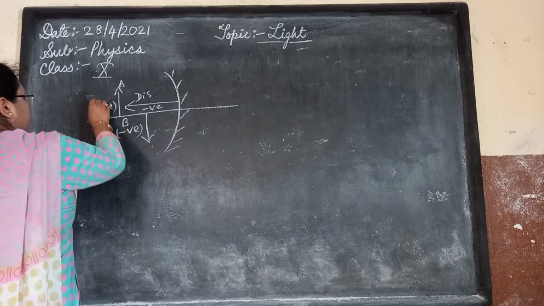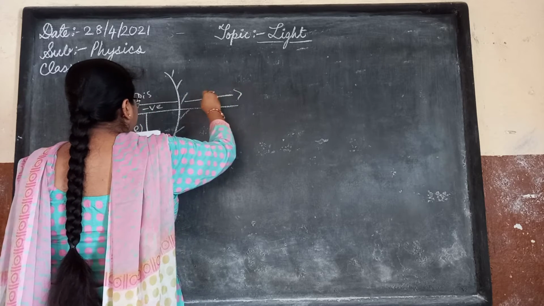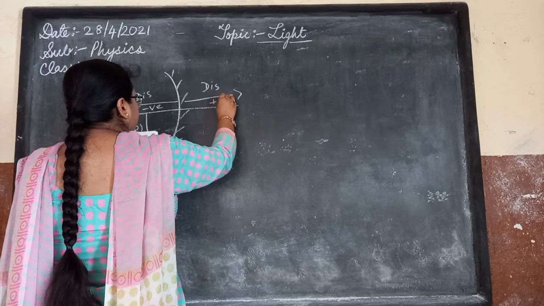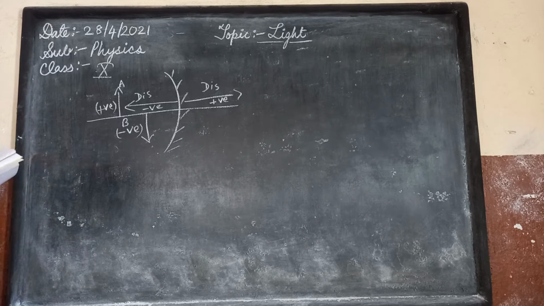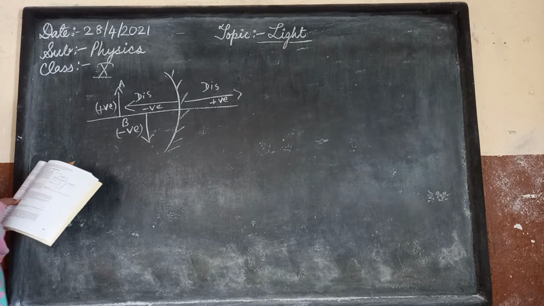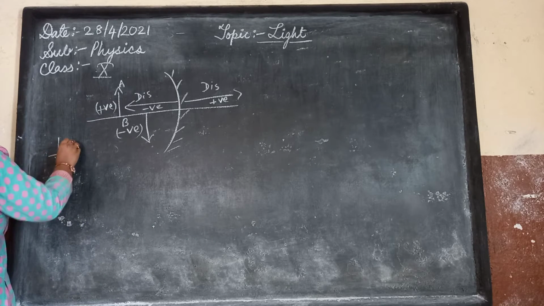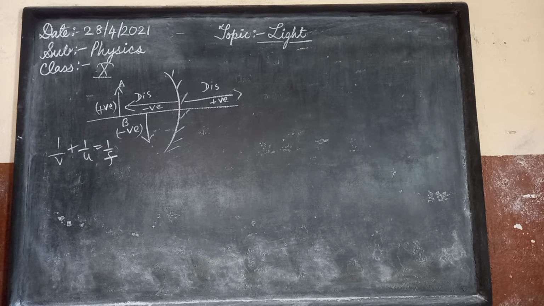If we measure from the mirror towards the back side of the mirror, the distance is taken as positive, in the case of the Cartesian system for a concave or convex mirror. We are using the mirror formula, 1/v plus 1/u is equal to 1/f. In the case of a lens, we take a negative sign, that is 1/v minus 1/u is equal to 1/f.